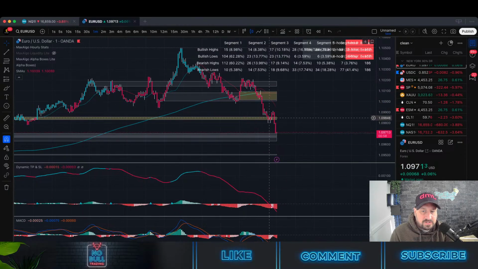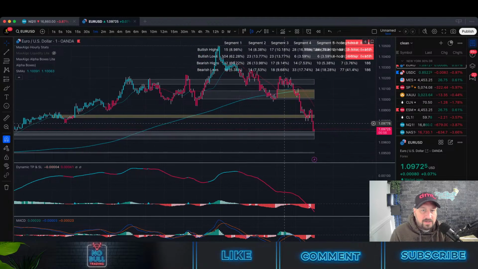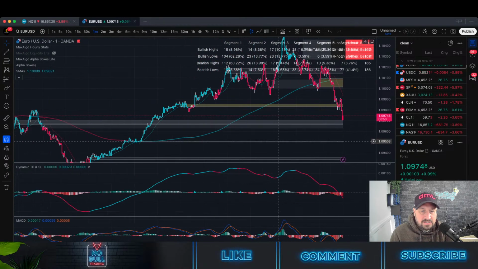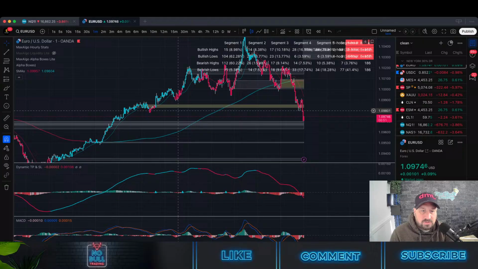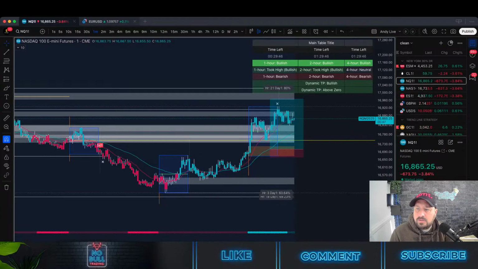Even just return into the 4 hour, and now we've taken that 4 hour. Obviously we were expecting now to close bearish, so below the box. I think we've still got an hour and a half on the current 4 hour candle.